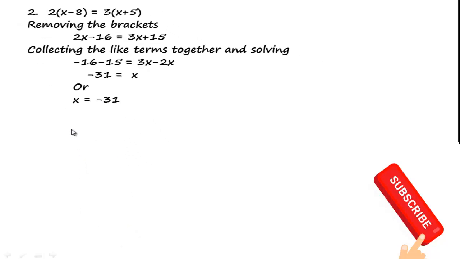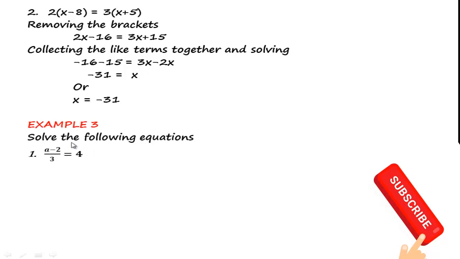Now let's move further. Now example 3. Solve the following equations. Number 1 is a minus 2 divided by 3 equals 4. Number 2 is 5 equals 3x minus 2x minus 3 divided by 7. And then number 3 is 2 open bracket 2 divided by 3x plus 2 divided by 2 equals 1 over x. Let's move on.